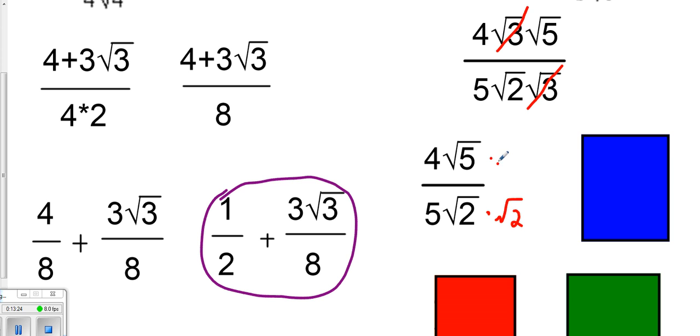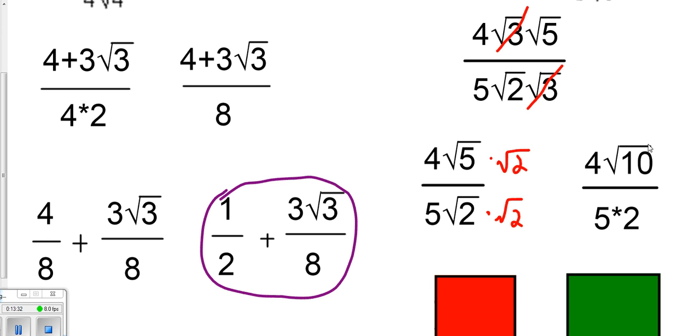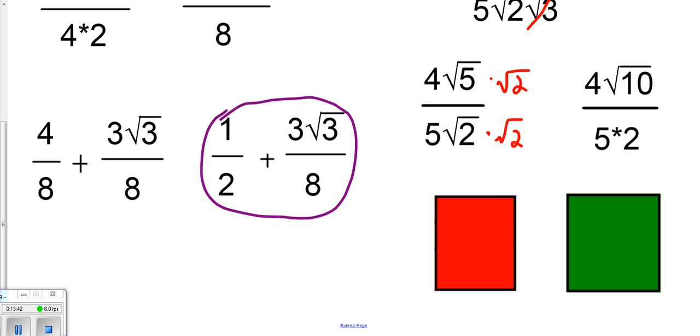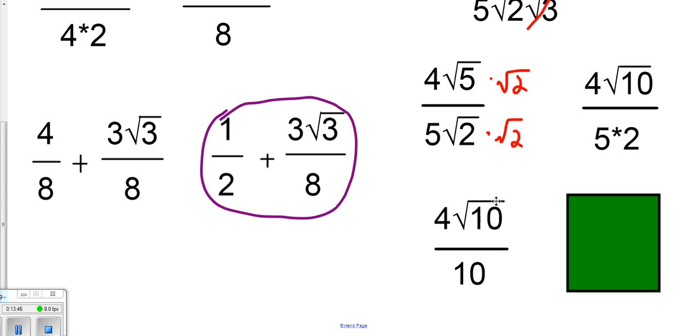This means we have to multiply the top by the square root of 2 as well. When we do that, this will become 4 times the square root of 10 over 5 times 2. These two pieces, the square roots canceled out, and it's just 2. Now when we look at this, we can simplify it to 4 square roots of 10 over 10.